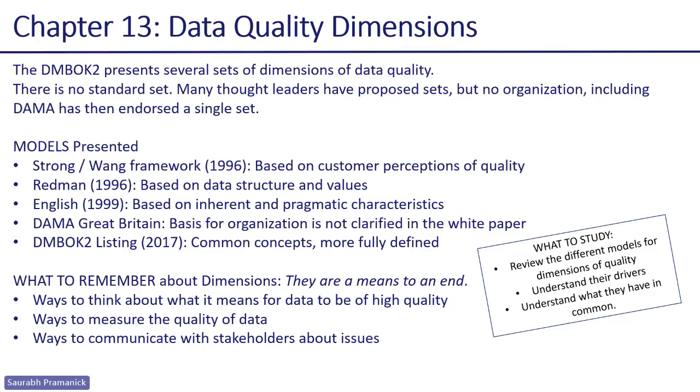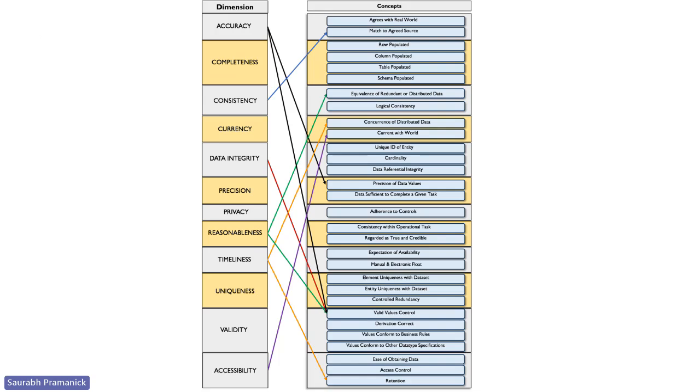One of the important aspects with respect to data quality is also how you can start looking into the aspect of moving into the data. If you can see, there is a mapping that maps the data quality across the context in which you would be able to see the data quality. This diagram basically shows the relationship between the data quality dimensions and the different types of concepts they could be associated with. So across the dimensions of accuracy, completeness, consistency, currency, data integrity, precision, privacy, reasonableness, timeliness, uniqueness, validity, and accessibility, as you can see, you can start mapping them across the different types of concepts.